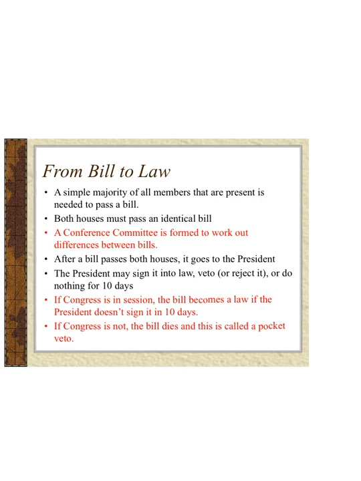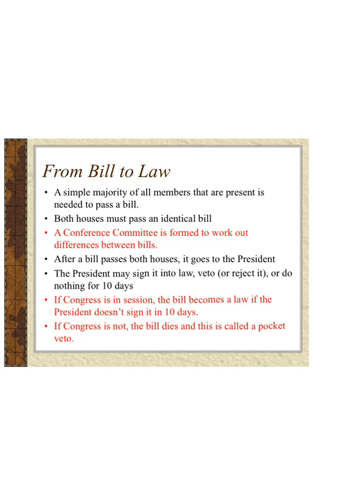Please write down the 3 bullets highlighted in red on this slide. A simple majority of all members that are present is needed to pass a bill in both houses of Congress. Both houses must pass an identical bill. A conference committee is formed to work out differences between bills. So, for example, if the Senate passes one version of a bill and the House passes a different version of a bill, the conference committee would have members from the House and the Senate meet and work together to create the same language for both the House and the Senate to vote on.